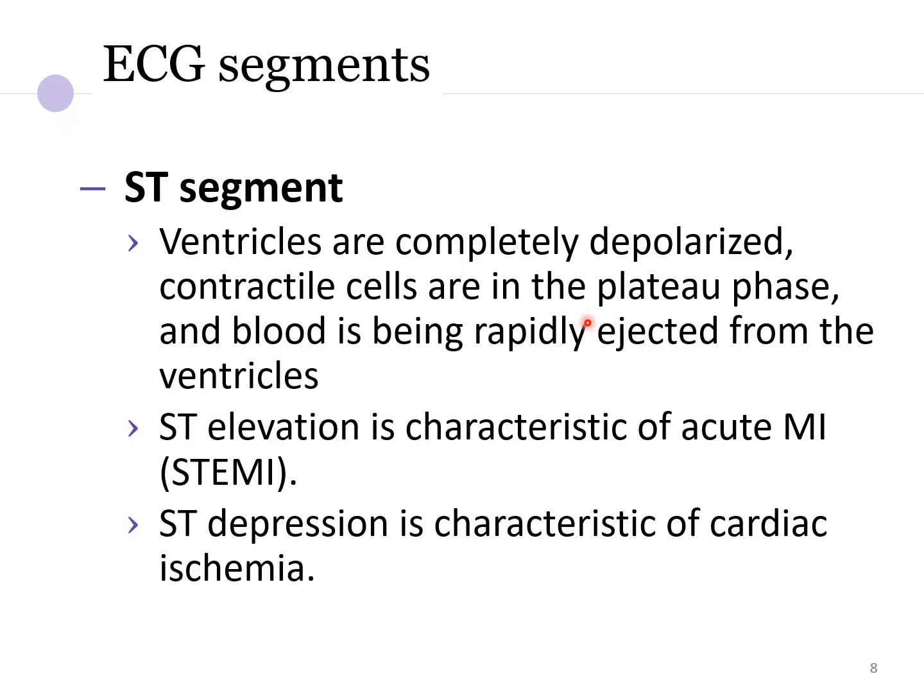At the time of the plateau, the blood is being rapidly ejected from the ventricles. ST segment elevation usually happens in a typical myocardial infarction, and depression happens in some cardiac ischemia, which we're going to explain, along with PR depression or the diffuse ST segment elevation in pericarditis.